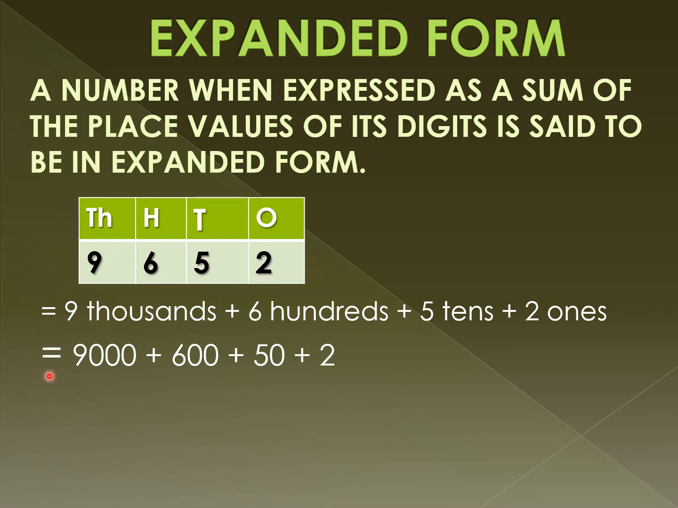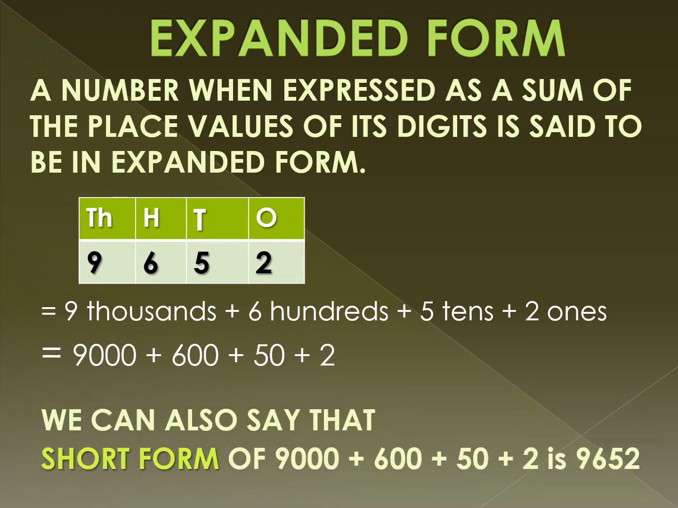And if we are given this number in the expanded form and we write it in the above form, then we call it the short form. So we say that the short form of 9,000 plus 600 plus 50 plus 2 is nothing but 9,652. So this is how we write a number in expanded form and short form.